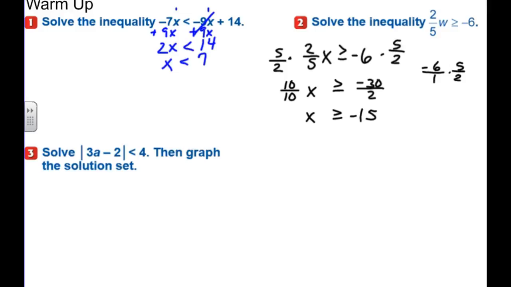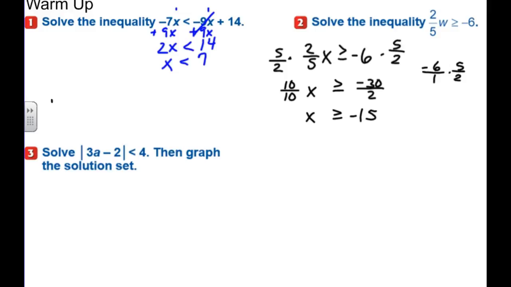Number 3 says to solve this inequality, you have the absolute value of 3a minus 2 is less than 4. Then graph the solution set. Now, something that you have to remember about absolute value is what is absolute value. And absolute value is talking about the distance that a quantity is from 0 on the number line.